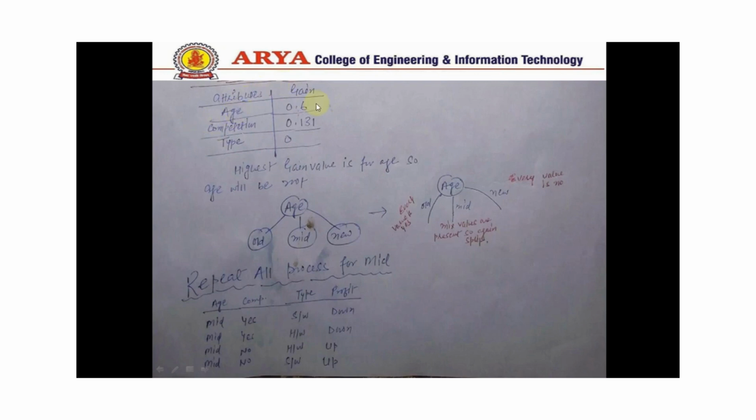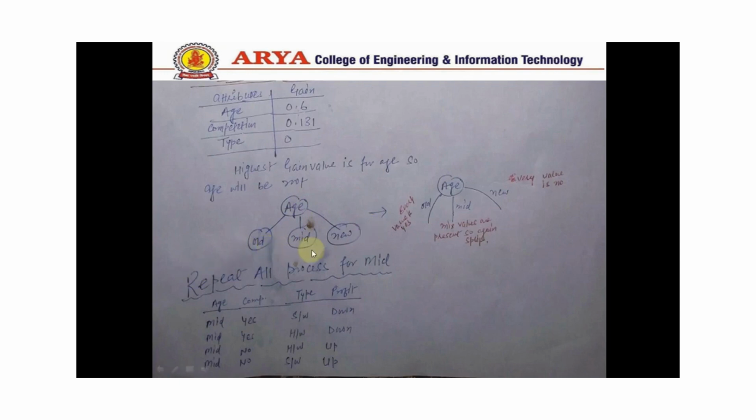In this slide you can see, first we create the table, then we find entropy, then average information, and then information gain. So finally we calculated all the information gains for the different features or attributes. These are age, 0.6, competition, 0.131, and for type, 0. Now we have to find the highest information gain value. As we know, the node having the highest information gain value will be split. So here we have the highest value, 0.6. So age will be our root node.